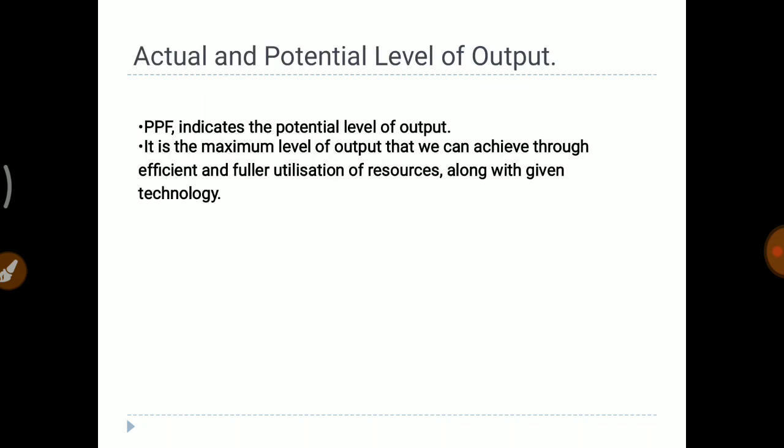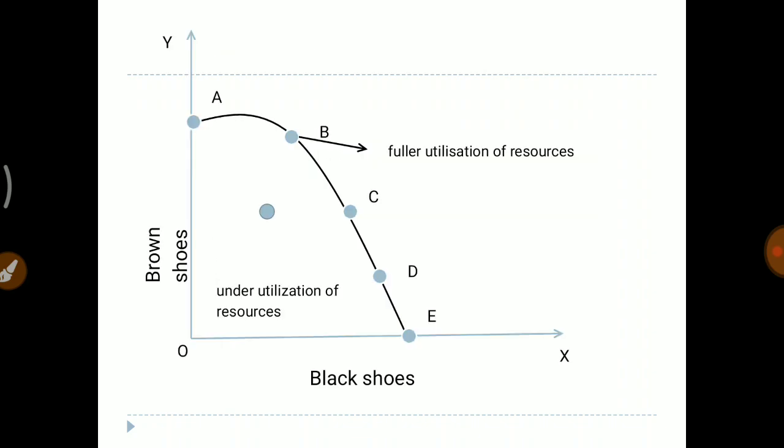Actual and potential level of output. PPF, or we can say another name of PPC, which is production possibility frontier. It indicates the potential level of output. Potential means the maximum output which can be generated. It is the maximum level of output which can be achieved through efficient and fuller utilization of resources along with the given technology. When you see the graph, you will be able to understand.